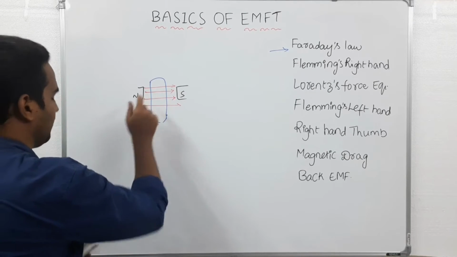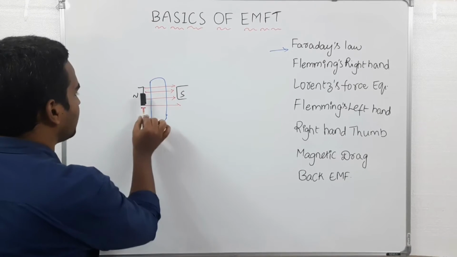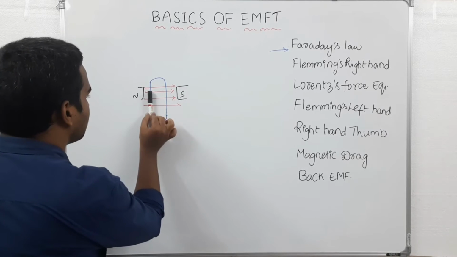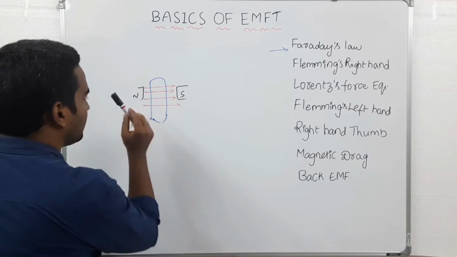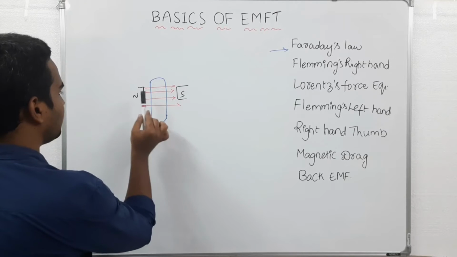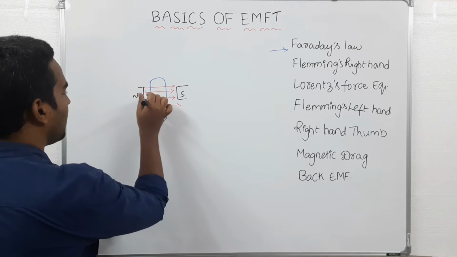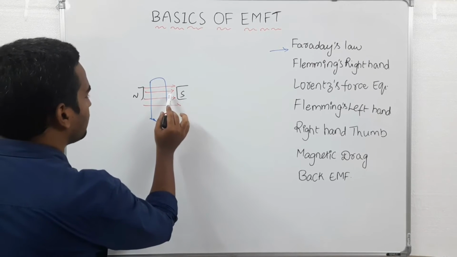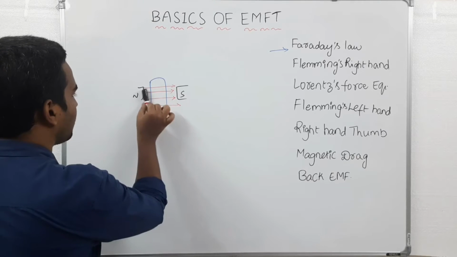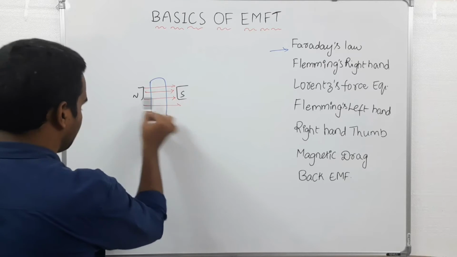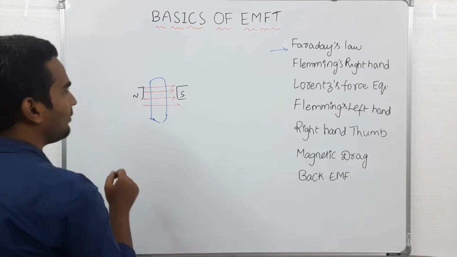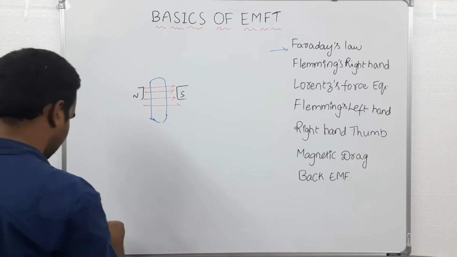The motion of conductor is like this. Let us consider that motion of the conductor is just like this. It is coming out of the board at this point and it is going into the board at this point. Conductor is rotating in this direction. So let us apply Fleming's right hand rule at this particular point.